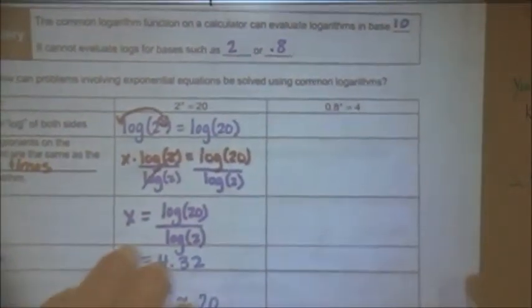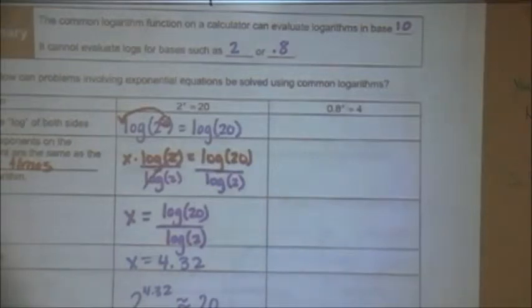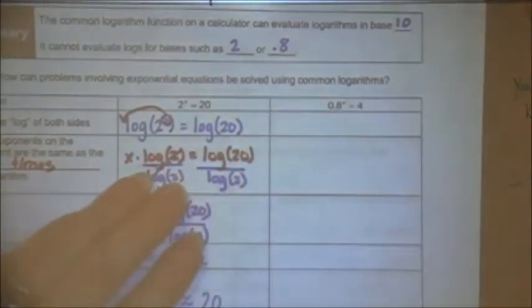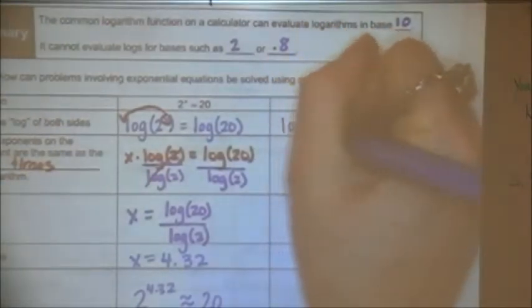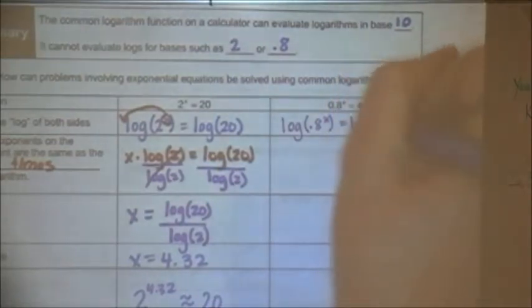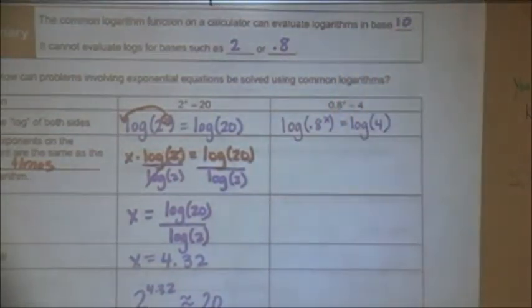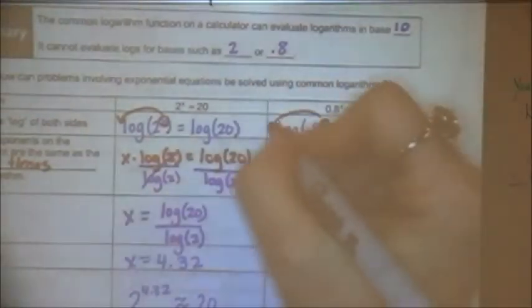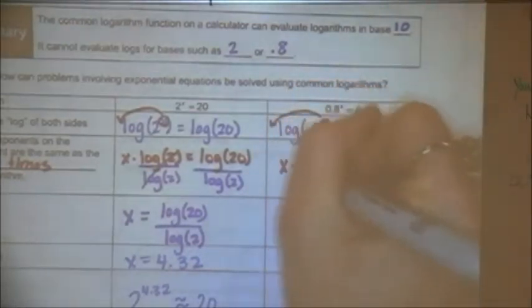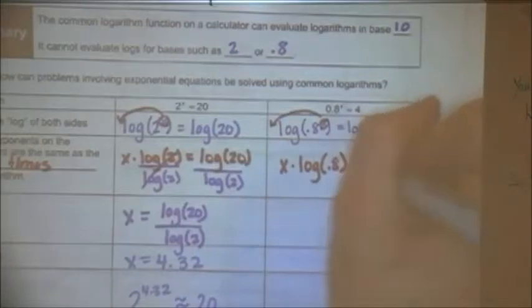All right, so let's do it again. So your first thought needs to be to try to write it with like bases. But there's no way for me to write 0.8 and 4 with the same base. So instead, I'm going to take the log of both sides. So I've got log of 0.8 to the x power equals log of 4. And the whole reason I did that was so that I could take this x and move it to the front. So I get x times log of 0.8 equals log 4.